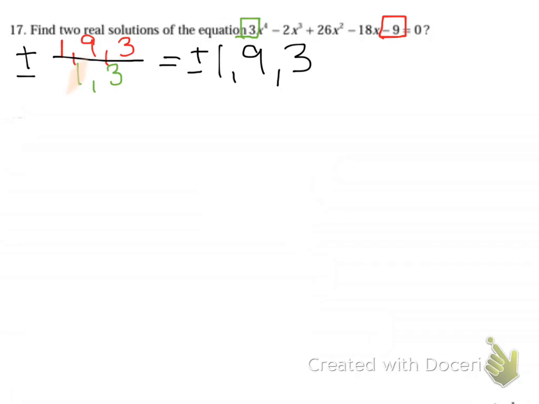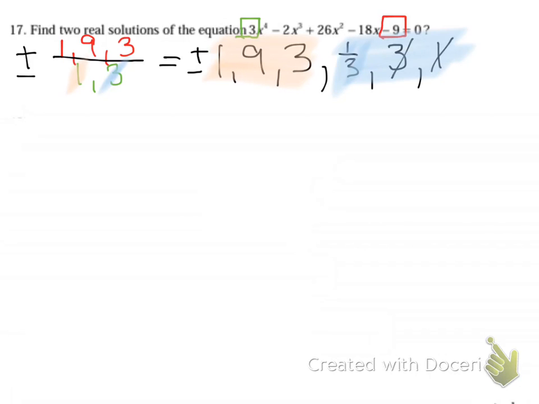Then I'm going to do the same thing, but instead of dividing through by 1, I'm now going to divide through by 3. And I'll go back and color code these so you can see it. 1 divided by 3 gives me 1/3. 9 divided by 3 gives me 3, which I'm going to cross out because I already have it there. And 3 divided by 3 gives me 1. Again, I'll cross that out as well because those were already options. So these came from when I divided through by 3. And then if we go back, these came from when I divided through by 1.